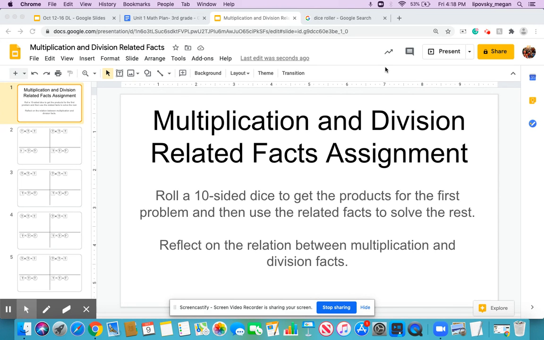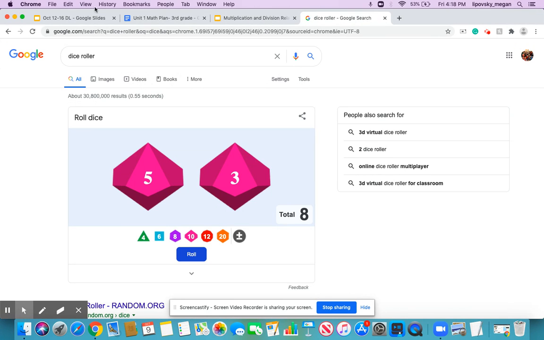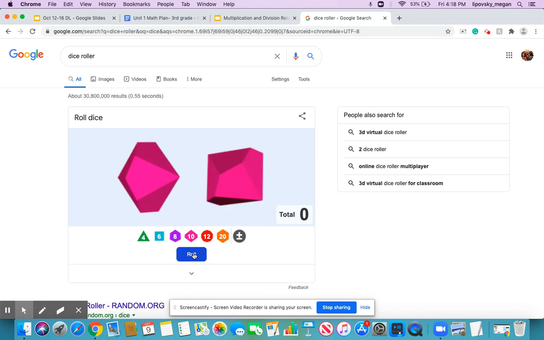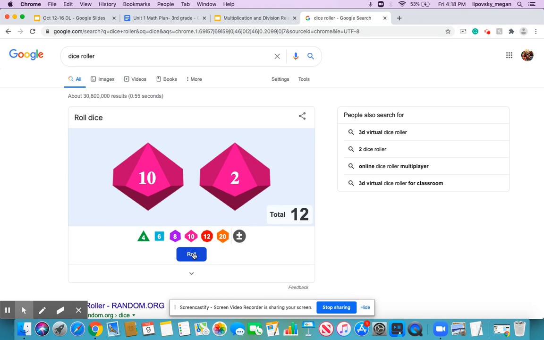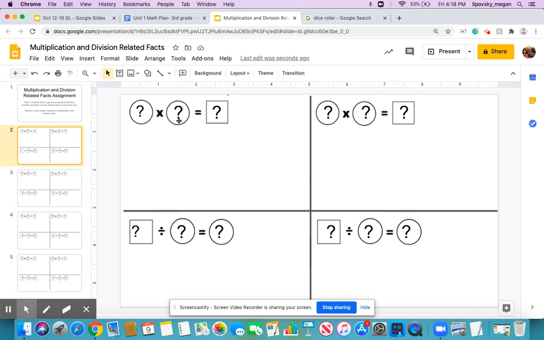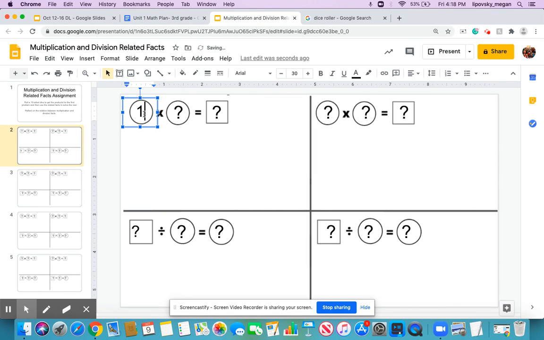If you do not have a 10-sided dice, you can go to Google and type in dice roller and roll the dice that way. So I ended up getting 10 and 2. So I will go back here and I will type in 10 and 2 and 10 times 2.